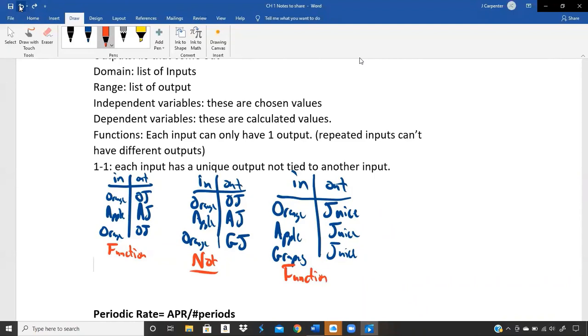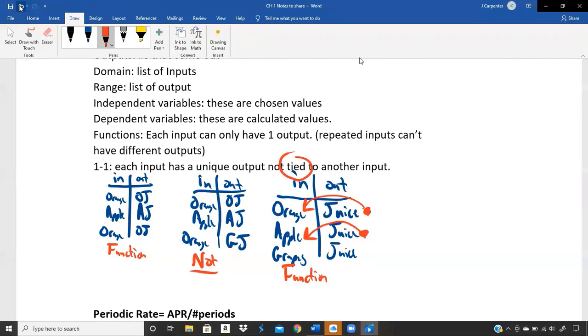Like I said, one of these is one-to-one. Each input has a unique output not tied to another input. Orange led to juice, apple led to juice, grapes led to juice. So again, it's a function, no repeated inputs, so not even an issue there. But each input has a unique output, not tied to another input. Look at this output. It's tied to orange. So if I see that output again, it better be tied to another orange. But no, this output of juice is tied to apple. So that is not unique. It is tied to separate inputs.